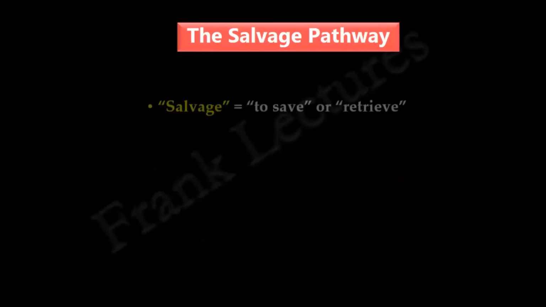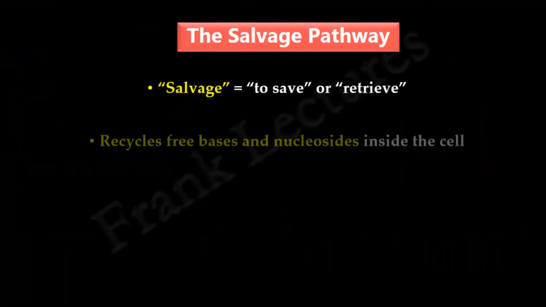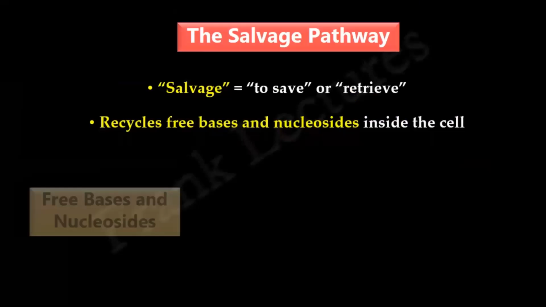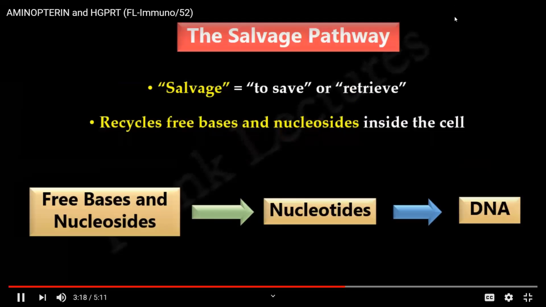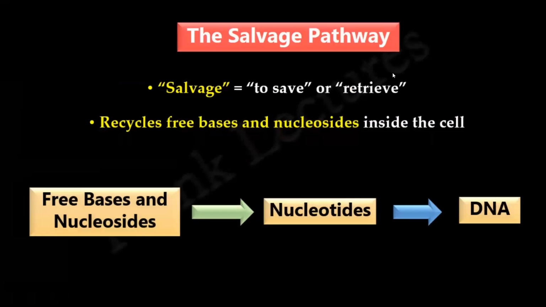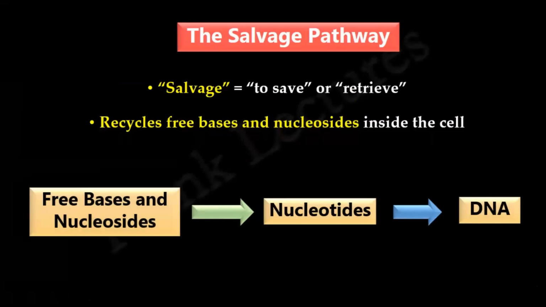Now let's come to the second pathway, the salvage pathway. The term salvage is derived from Latin, which means to save or retrieve. This pathway recycles free bases and nucleosides inside the cell and forms nucleotides. In other words, this pathway recovers preformed bases and forms nucleotides by reconnecting them.